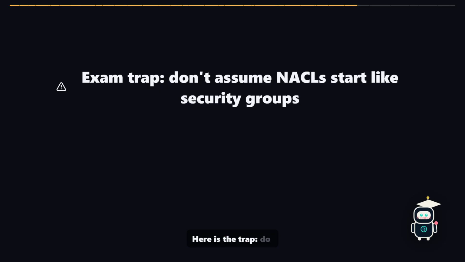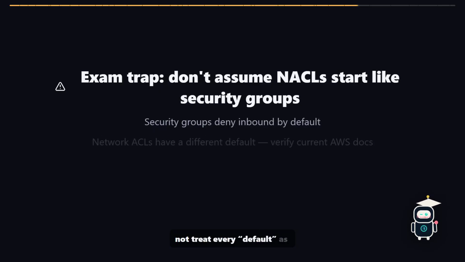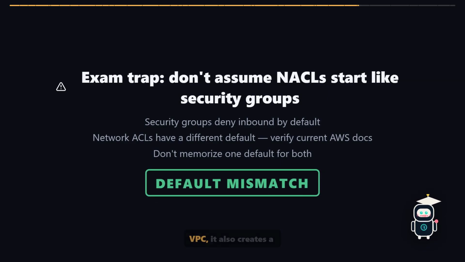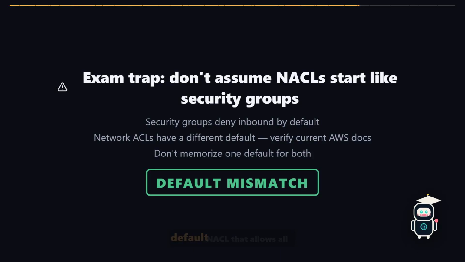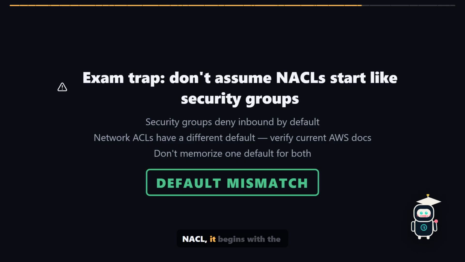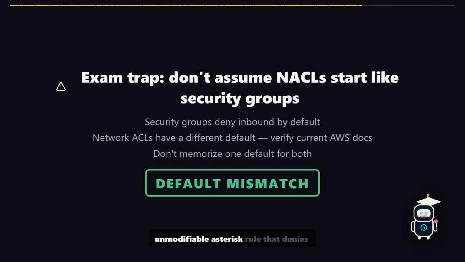Here is the trap. Do not treat every default as if it behaves the same way. When AWS creates a VPC, it also creates a default NACL that allows all inbound and outbound traffic. But when you create a custom NACL, it begins with the unmodifiable asterisk rule that denies traffic not matched by one of your numbered rules.